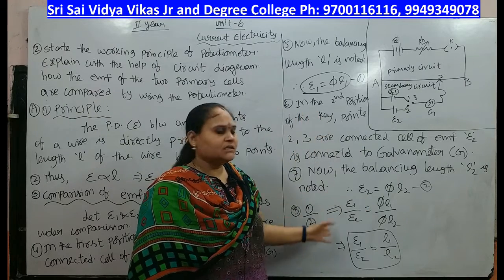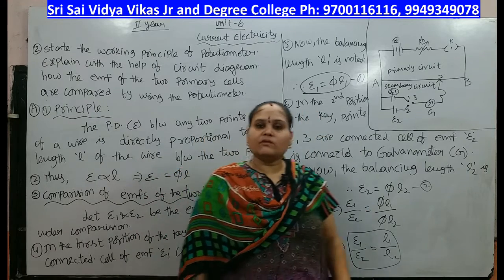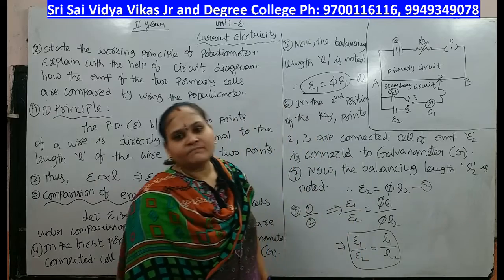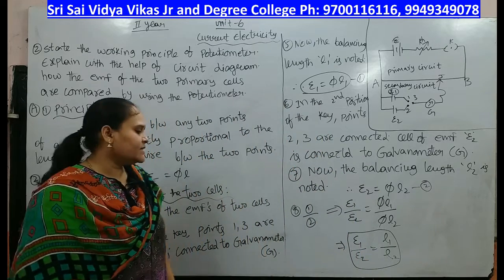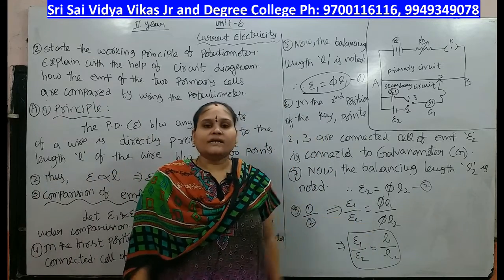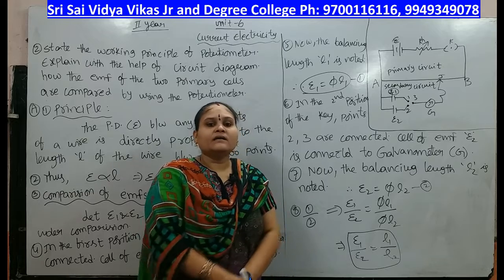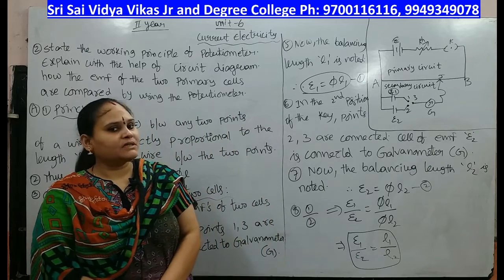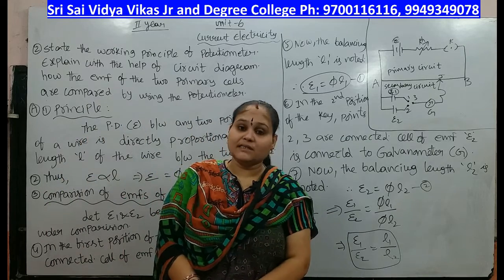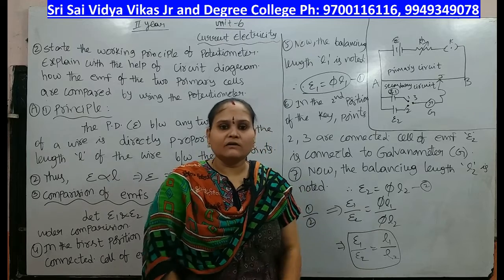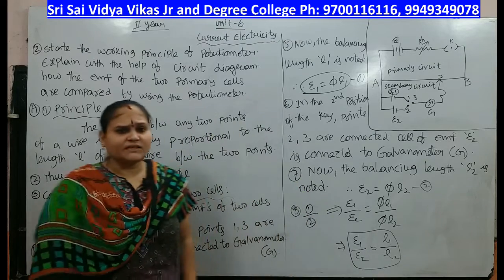This is equation 1 and this is equation 2. Dividing 1 by 2, epsilon 1 by epsilon 2 equals phi L1 by phi L2. Then we get epsilon 1 by epsilon 2 equals L1 by L2. We can compare their EMFs. Therefore, their EMFs ratio epsilon 1 by epsilon 2 equals the length ratio L1 by L2. Okay, got it? I will repeat it once.